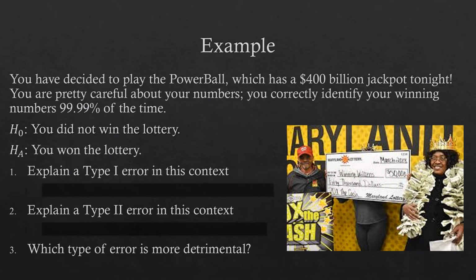All right, another example here. You've decided to play the Powerball, which has a $400 billion jackpot tonight. You're pretty careful about your numbers, and you correctly identify your winning numbers 99.99% of the time. So that means once you look at your ticket, you correctly identify them 99.99% of the time. That doesn't mean you win that often, that just means you correctly identify them. So unfortunately, our null hypothesis, just because that's what our odds would probably say, is that you are not going to win the lottery, and our alternate hypothesis is that you won the lottery. So again, think about what a type 1 error is, a type 2 error, and then which one is more detrimental.